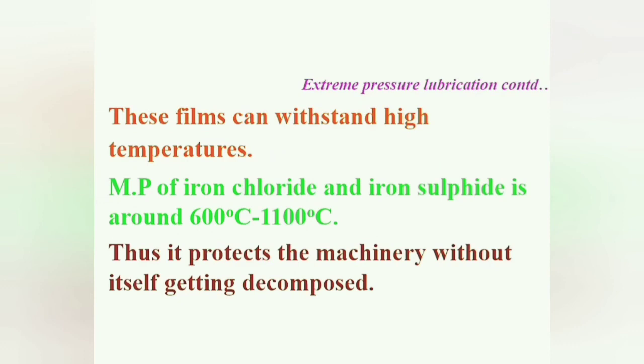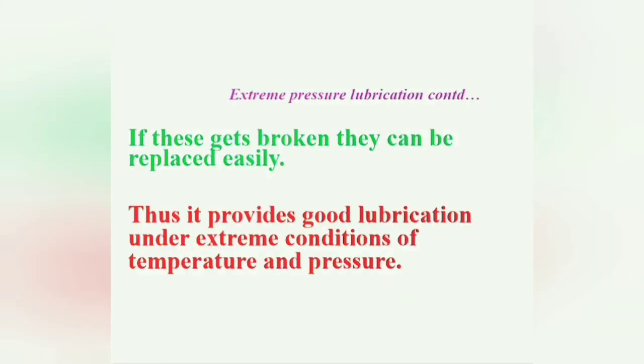These films can withstand high temperatures, high loads, the melting point of iron chloride and iron sulphide is around 600 to 1100 degrees centigrade. Therefore, it is able to protect the machinery without itself getting decomposed. If somehow they get broken, then they can be replaced easily. Thus, it provides good lubrication under extreme conditions of temperature and pressure. And this is the reason the mechanisms of lubrication are extremely important to study.